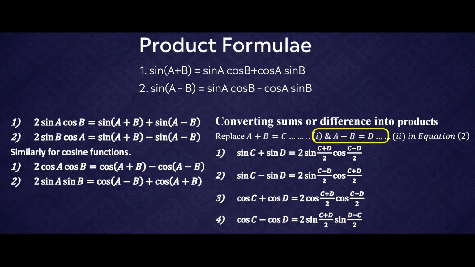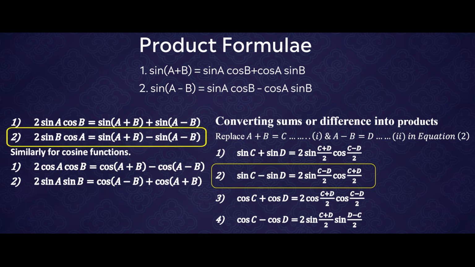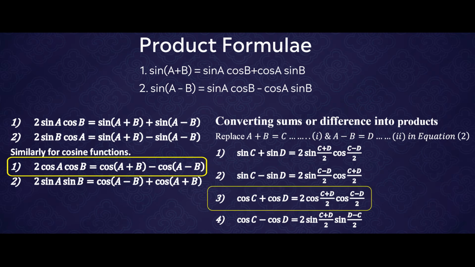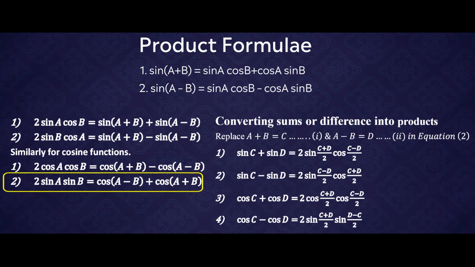Then when you substitute that, you can see sin C plus sin D is equal to 2 sin C plus D divided by 2 times cos C minus D divided by 2. And similarly, for sin C minus sin D, we substitute here, so you get sin C minus sin D is 2 sin C minus D divided by 2 times cos C plus D divided by 2. Then in this formula, if you again substitute A plus B and A minus B with C and D, you get this formula. Then for this second one, you can substitute: cos C minus cos D will be equal to 2 sin C plus D divided by 2 times sin D minus C divided by 2.